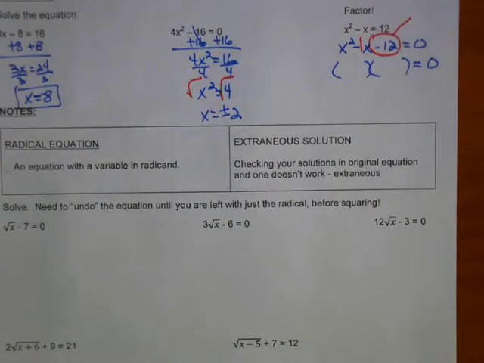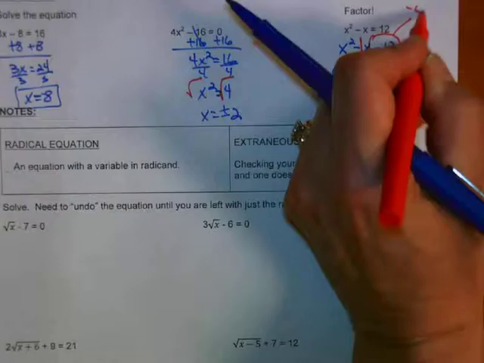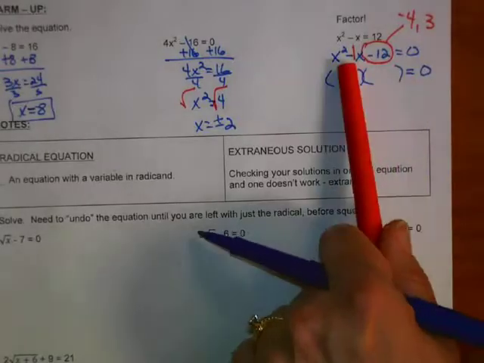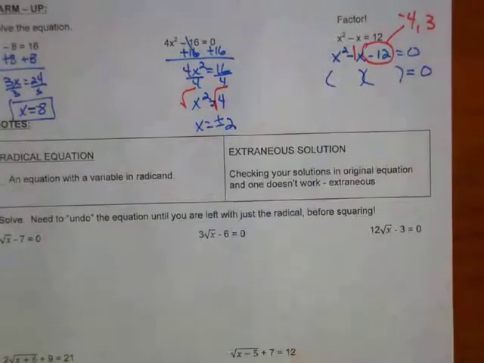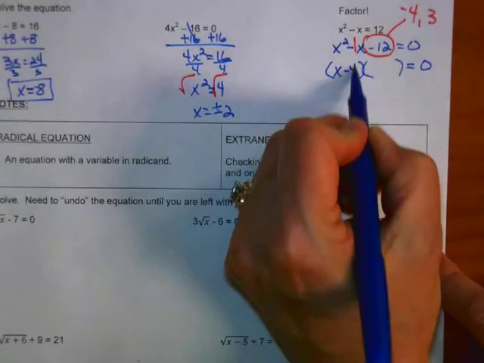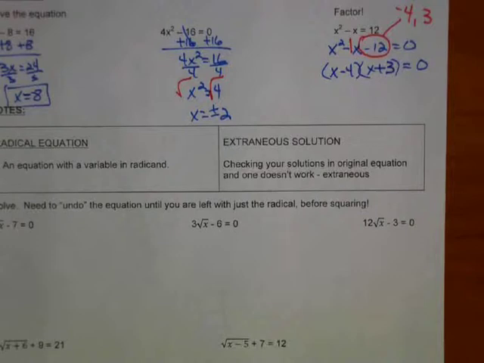I heard it. Negative 4 and positive 3. They multiply to negative 12 and they add to negative 1. And it's really just the box and diamond method, but we just can do it in our head when this is 1 here. So now I can write my factors. Those are my binomials.